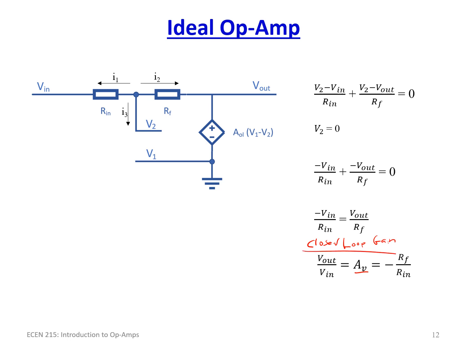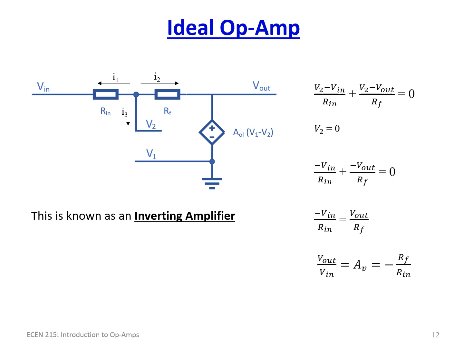The closed loop gain for this amplifier is minus Rf over Rn. This is known as an inverting amplifier. We're going to see this again in the following lecture regarding different operational amplifier circuits.